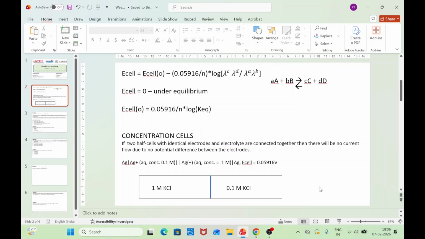So what actually is going to happen is K plus ions, which are present in the left hand side, are going to keep on going from the left hand side to the right hand side. Because of which the positive charge on the right hand side is going to increase, whereas the negative charge on the left hand side is also going to increase, because of the continuous diffusion of the K plus ion.